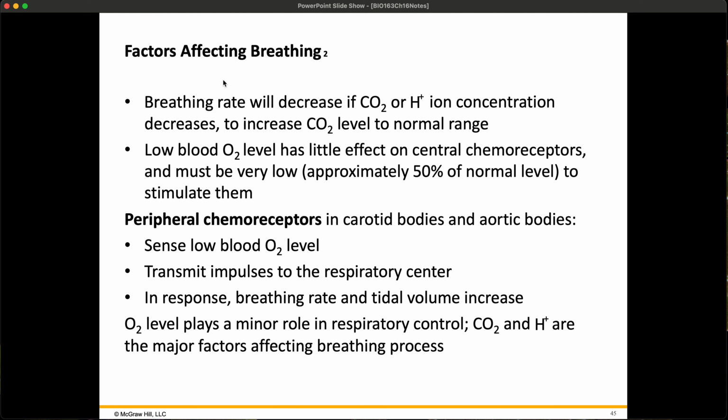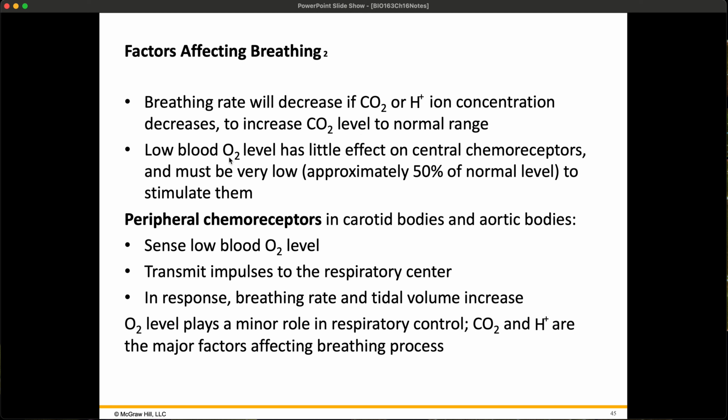Breathing rate starts to decrease if these concentrations get too low. So let's say you're breathing too fast, you're getting rid of too much carbon dioxide. Your body will start to send signals to lower your breathing rate to help bring CO2 back into that normal range.